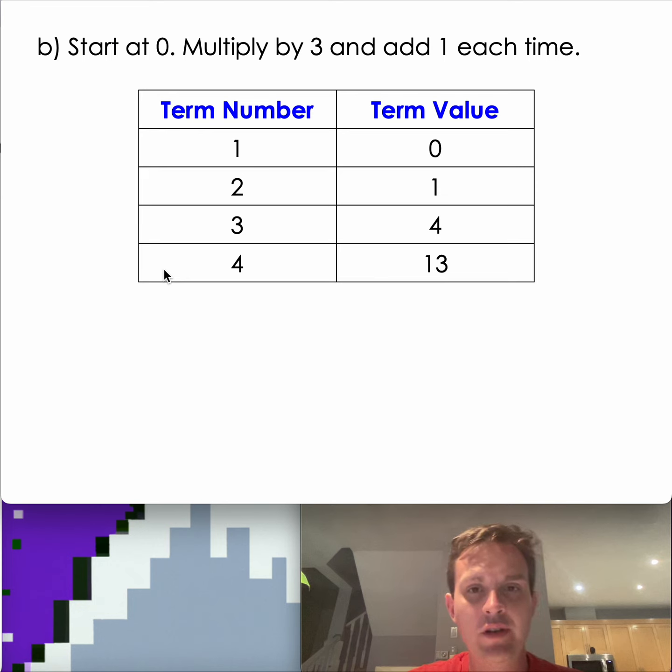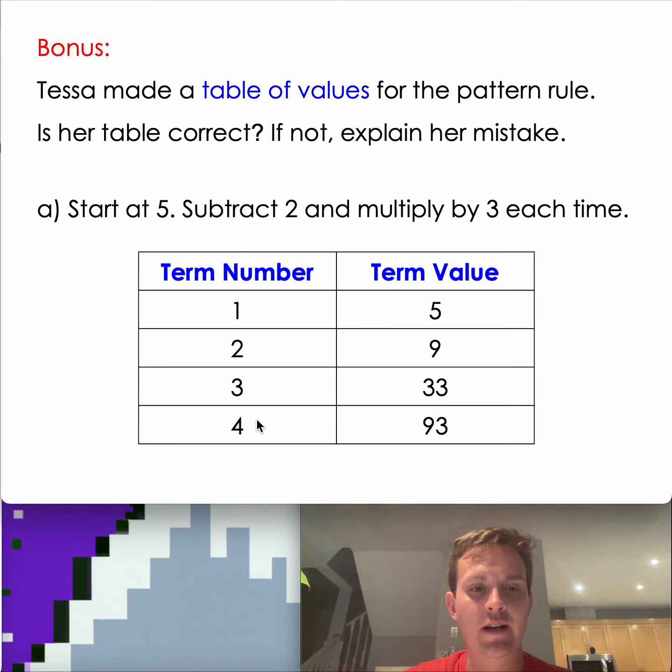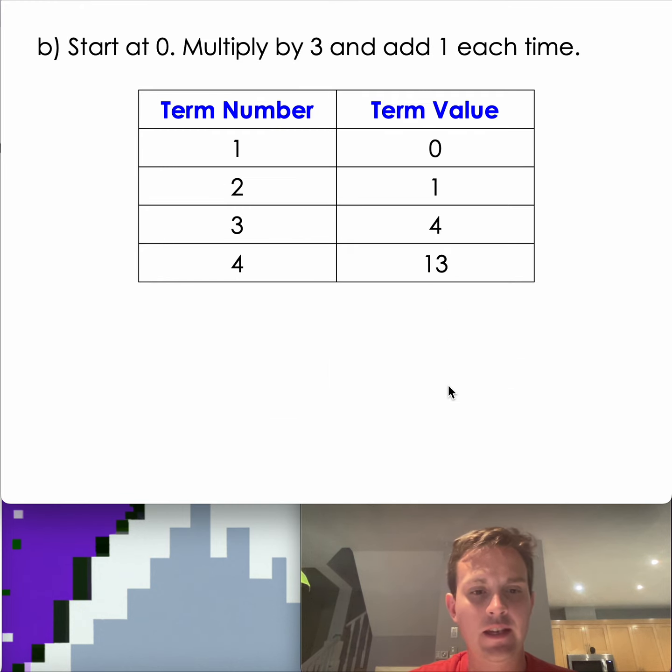And then here's another bonus. Start at 0, multiply by 3, and add 1 each time. Very cool. So she was not correct. To get the third term, she added 2 instead of subtracted 2 and then multiplied. And then this one is correct. Some neat patterns.